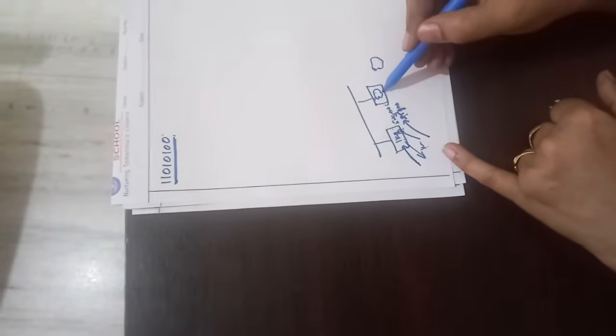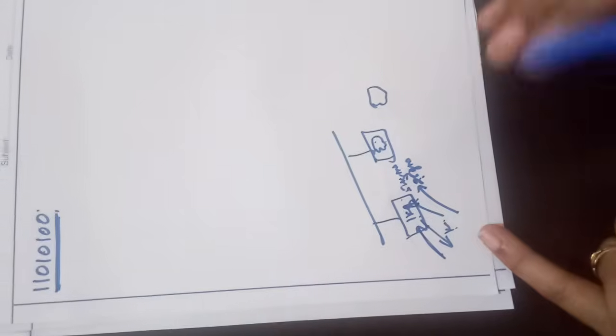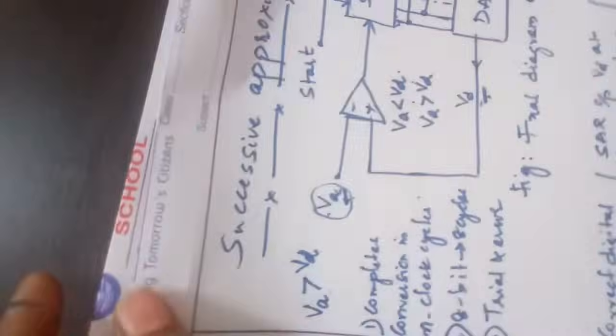I am going to add weights or remove weights depending upon the weight of the object, and I repeat this method until I have measured the weight of this object. So this is what the trial and error method is. We keep on adding the weights or removing the weights. In the same way, this successive approximation ADC is going to work.